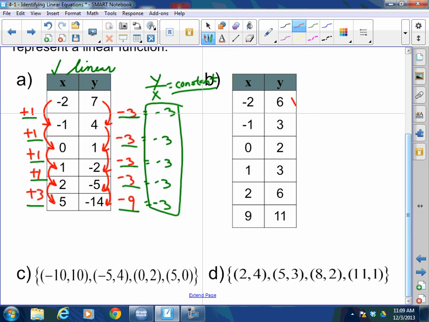How do I go from 6 to 3? How do I get from 3 to 2? How do I get from 2 to 3? How do I get from 3 to 6? How do I get from 6 to 11?